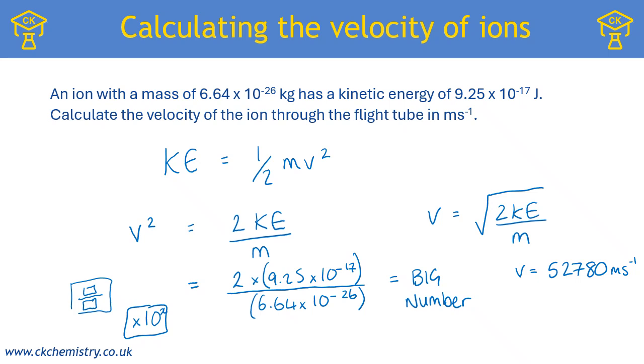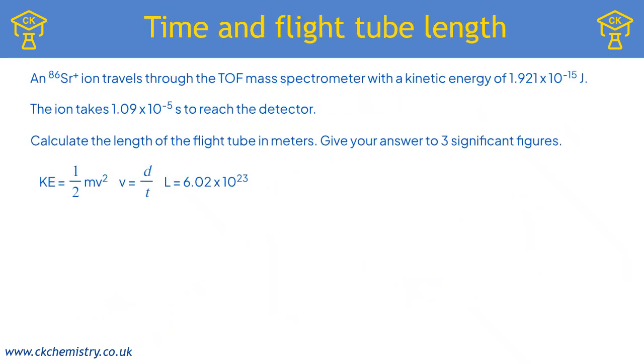Let's do a full calculation. So let's look at a full example of a time of flight calculation, which could be worth maybe 5 or 6 marks. So we have the ion traveling through the mass spectrometer. We are trying to find the length of the flight tube. So we're given the relative mass of the ion, we're given the kinetic energy, and we are given the time it takes. So there are actually 3 different things we really need to do here.